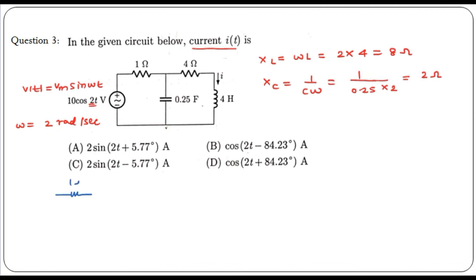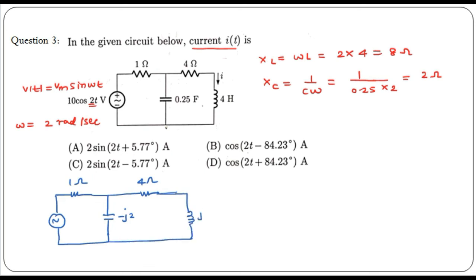Okay, so this is 1 ohm, this is the AC source and this is the capacitor. A capacitor in the AC circuit is represented by minus j XC. The XC value we have calculated as 2 ohm, this is 4 ohm and this is the inductor. An inductor in the AC circuit is represented by j into XL. So this is j, XL value is 8 ohm. This is also 8, and this is 10 into cos of 2t.